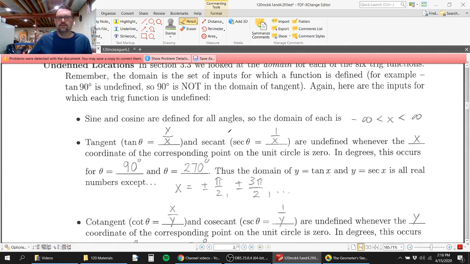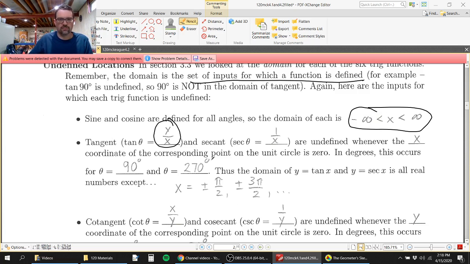So, first off, the domain, the set of inputs for which the function is defined. For sine and cosine, all numbers you can stick in. Your calculator will never break down and say domain error when you use the sine and cosine function. Other ones, though, different story.